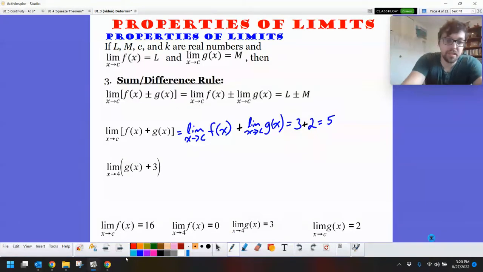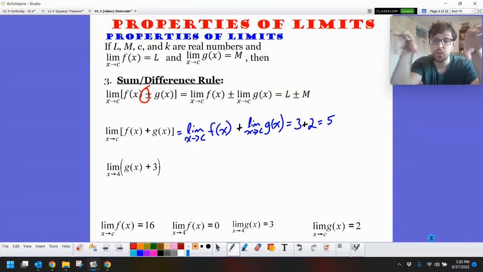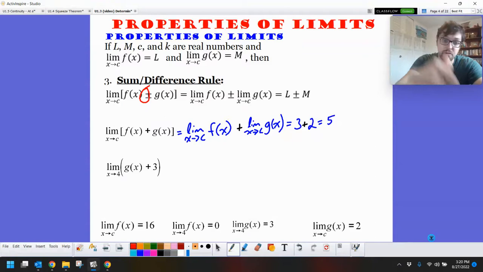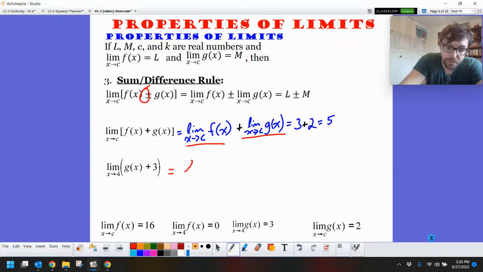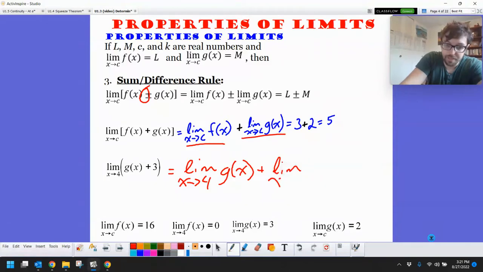This next property is used quite often. If you see that there is a sum or a difference inside of that limit, you can break it up into 2 separate limits that you can find the value of. So here we broke it into this limit, and then we just added those two together. So this is the limit as x approaches 4 of g of x plus the limit as x approaches 4 of 3.